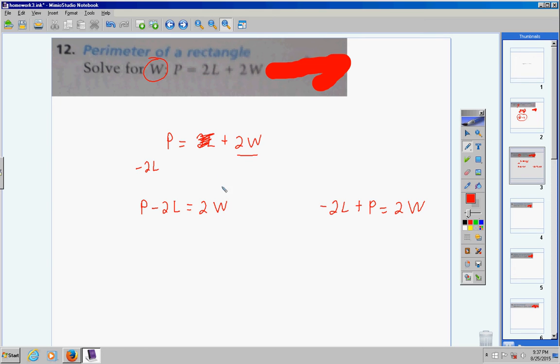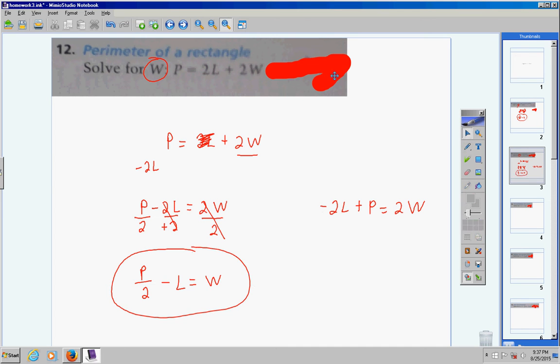Now, next, divide by 2. Divide each term by 2. Divide by 2. Divide by 2. And divide by 2. Okay? Now, P over 2 stays P over 2. A negative over a positive makes the whole fraction become negative. Your 2's cancel, leaving you with L. Over here, your 2's cancel, leaving you with W. Now, that is the answer I want.